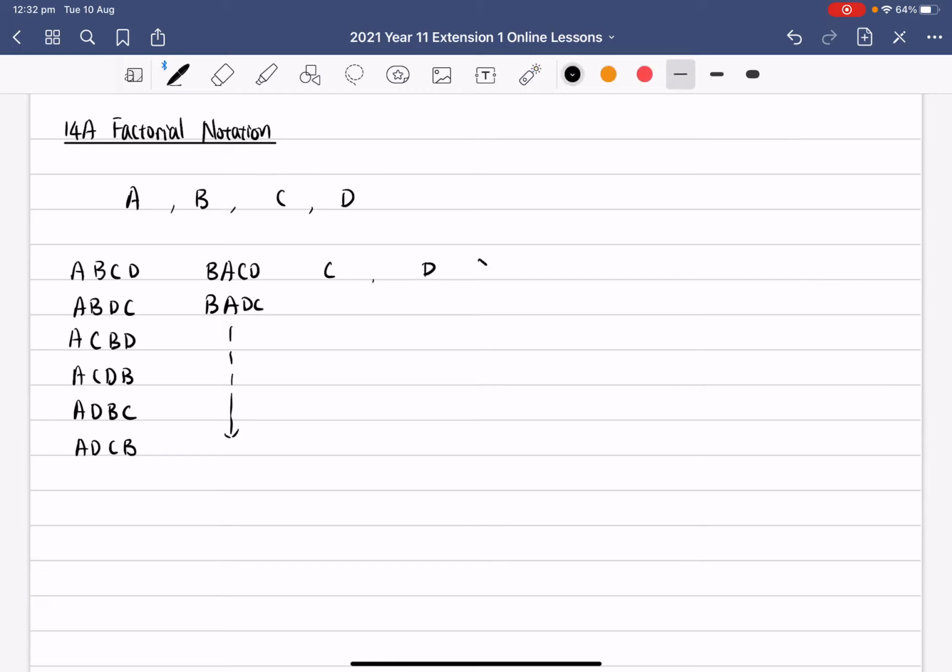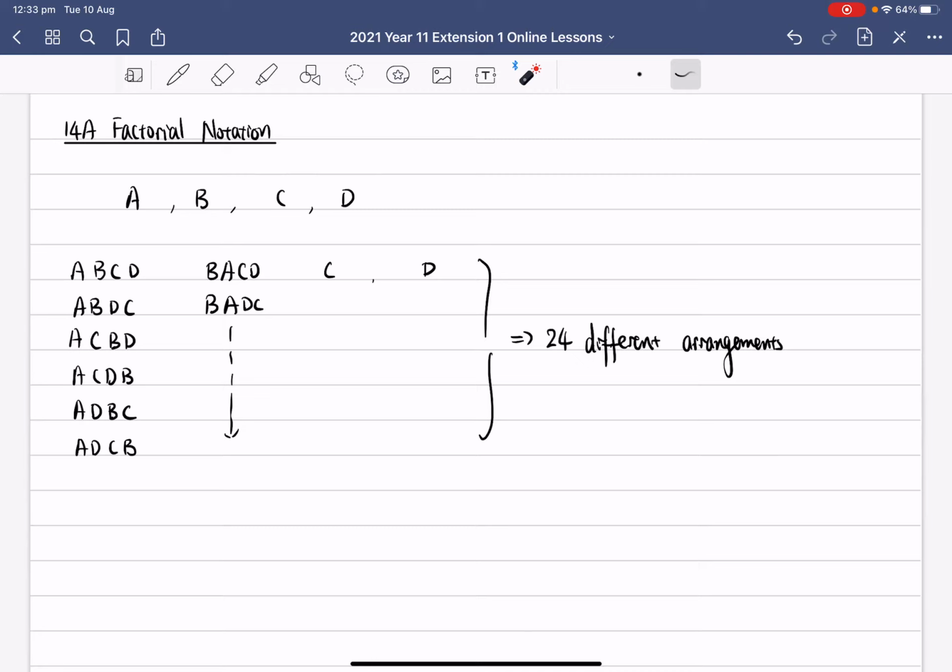So in total, we should have a total of 24 different arrangements. All right, here order is actually important. So A, B, C, D is different to A, C, D, B. They're all different words, because order is important. So there are 24 different arrangements.